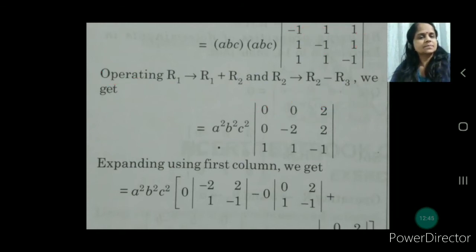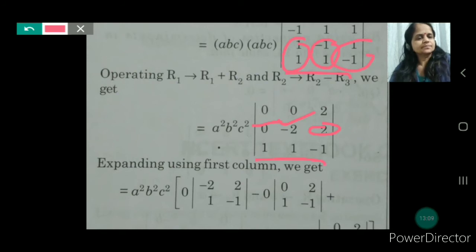So first it's 1 and it's also 1. So 1 minus 1 here becomes 0. It's minus 1 and 1. We have to minus R3. So minus 1 and it's also minus 1. It is minus 2. Here 1 and minus R3 means minus minus plus 1. So you will get 2. Okay. And R3 remains unchanged.